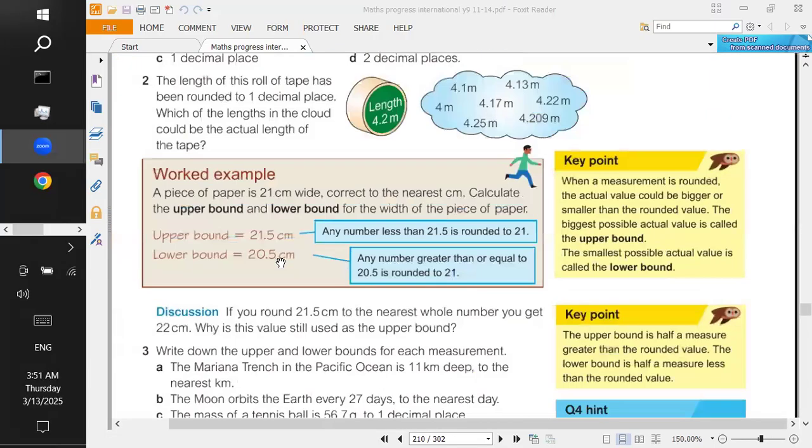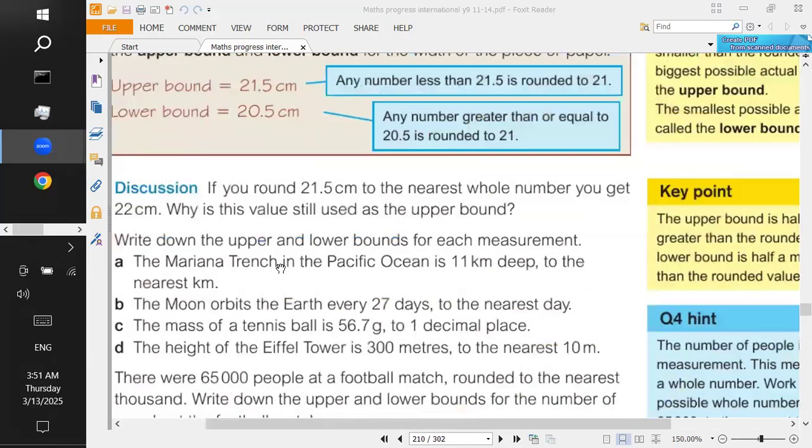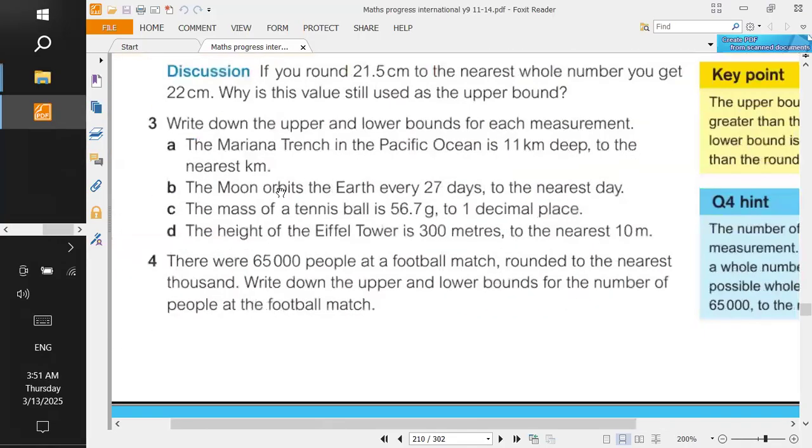Now let's move on with the ideas. Here, let's solve the rest of the questions here. So the moon orbits the Earth every 27 days to the nearest day. Same idea, nearest day. Day is a unit. So basically, first thing I do, because day is a unit, I'm going to use number one. Now, I want to make sure that they have the same units. So here we have days, days. Okay, same units. It means I can continue working with one.